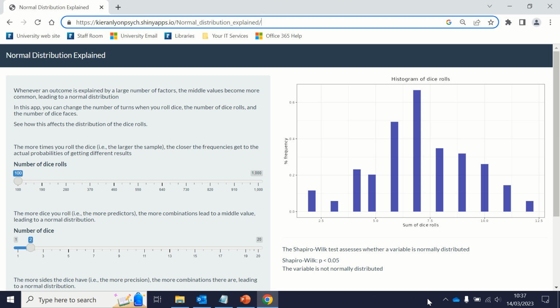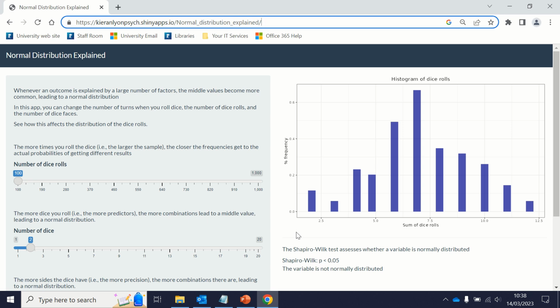A normal distribution is when the most common value is the mean, the average, and then the further you move from the average, the less common it becomes, the lower the frequency becomes in a characteristic bell-shaped pattern. And you can see it in a histogram. So here we have the sum of dice rolls for a game. So what this app does is it simulates dice rolls.